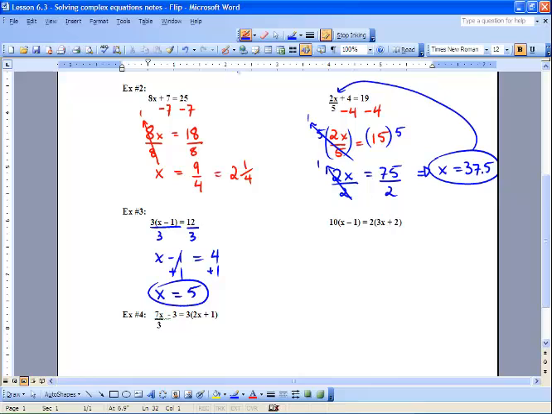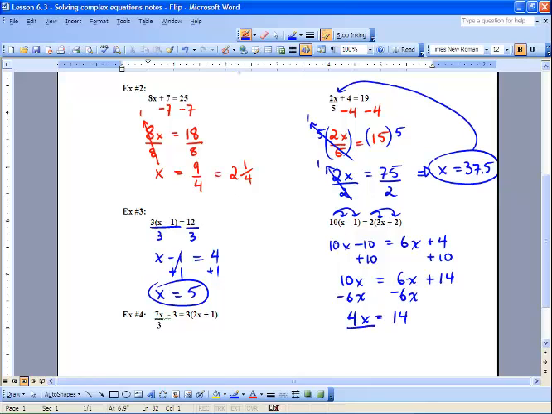Now, you can't do that with this next question. We've got to use the distributive property. So we're going to go 10x minus 10 equals 6x plus 4. Now what we're going to do is combine like terms, and we're going to get our x's on one side and our constants on the other. So we're going to bring this 10 over, and we get 10x equals 6x plus 14. Now we're going to bring our 6x over, and we get 4x equals 14.